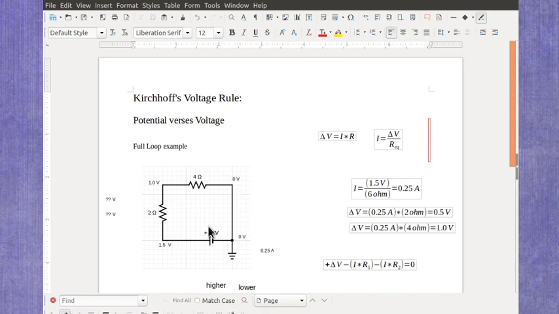Now again, as you're working through this, it can get a little bit confusing. That's why I've tried to break this down into several videos showing you what happens over batteries, what happens over resistors, before we put it into a full loop where you were then able to find out what was happening to the potential all the way around the loop.